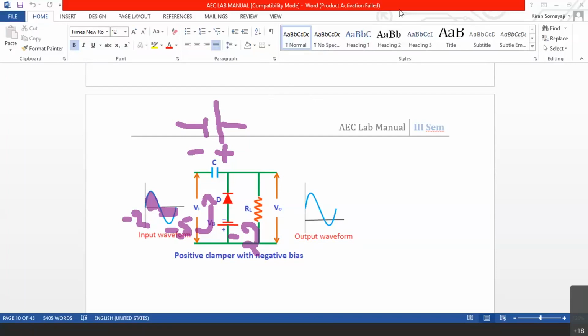Remember, the diode conducts only when the effect of the battery is overcome by the AC signal. When that effect is overcome, I have already told you the unshaded portion. Here on the screen, we have an unshaded portion. During that unshaded portion only, the diode is conducting. That means the diode is conducting between -2 to -5. In all other conditions, the diode is off. So what is the difference between -2 and -5? 3 volts.